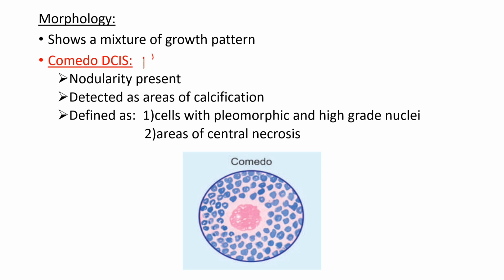The first is the comedo type. That shows nodularity and can be detected as areas of calcification. It can be defined as cells with pleomorphic and high-grade nuclei, and there will be areas of central necrosis. Here below is a diagram showing comedo DCIS having central necrosis. This is the necrotic area surrounded by neoplastic cells.